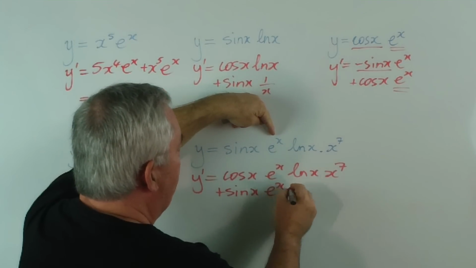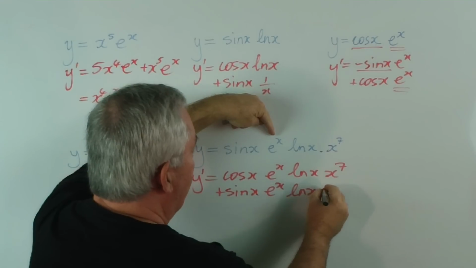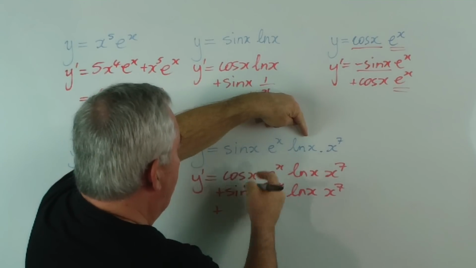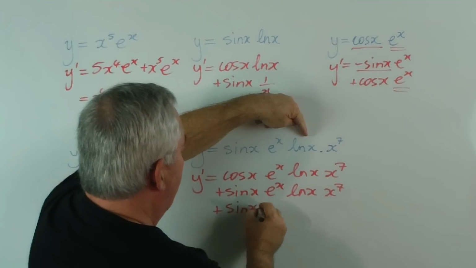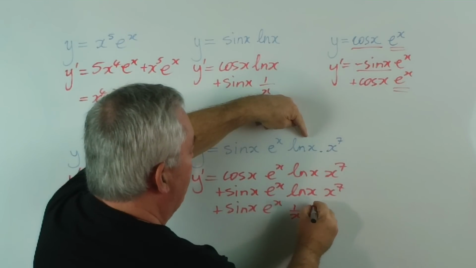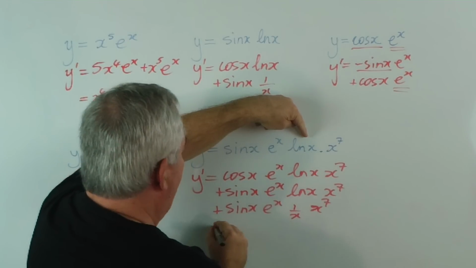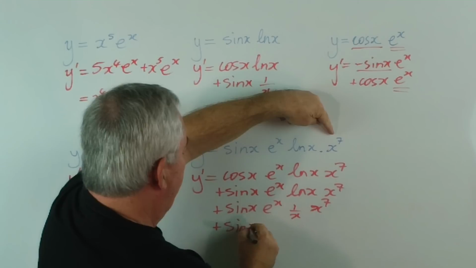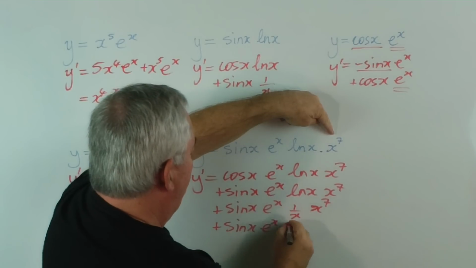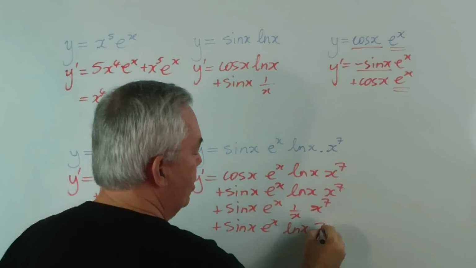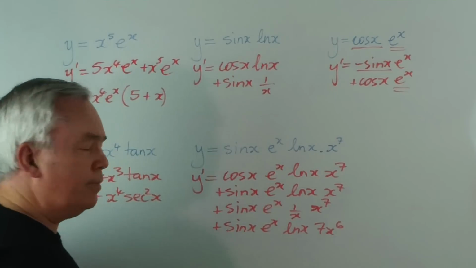Derivative of e to the x is e to the x. Log x, x to the 7. Moving across, the next one is sine x e to the x. Derivative of log is 1 on x times x to the 7. And then the final one, we leave the first 3 functions alone and find the derivative of x to the power 7, which is 7x to the 6.